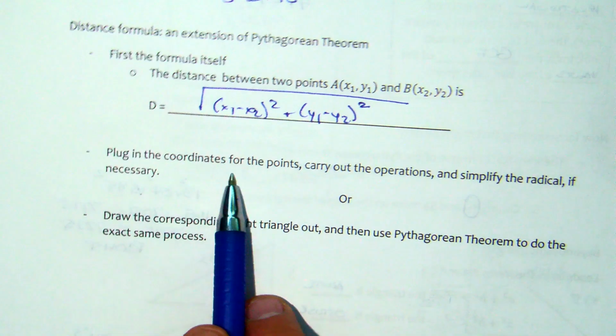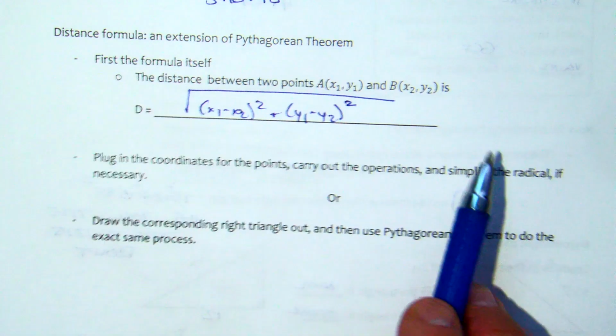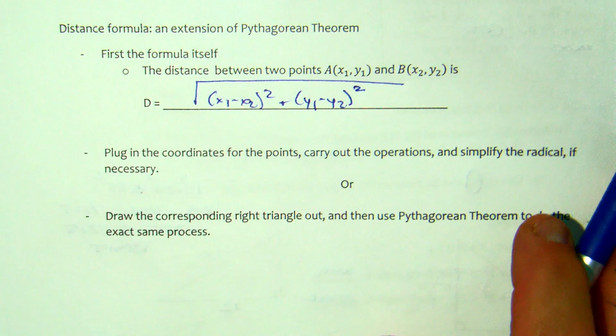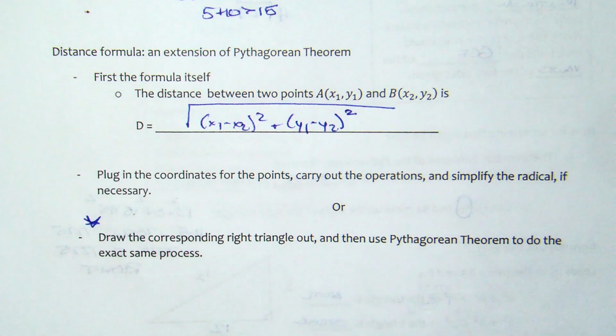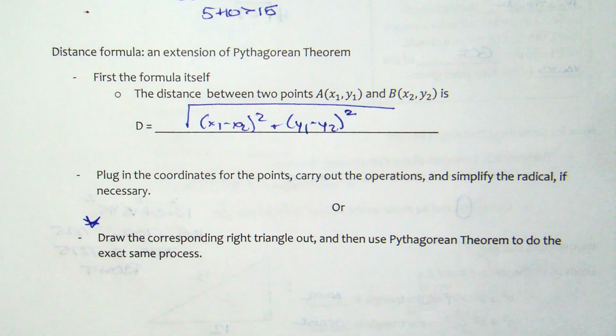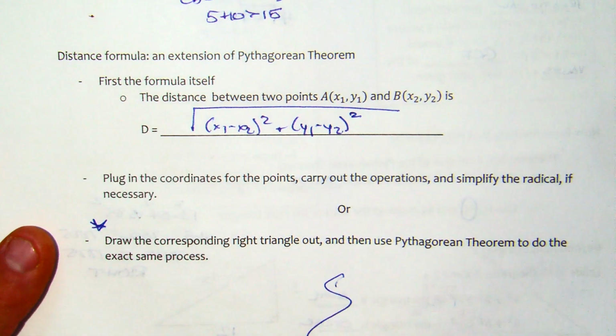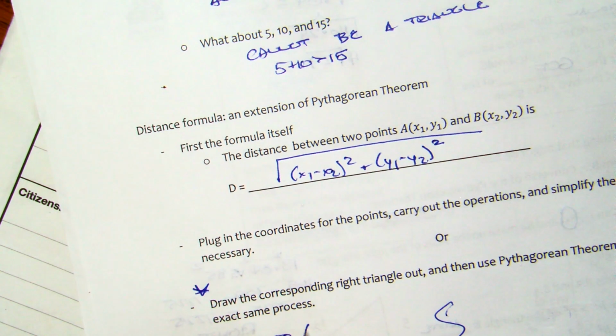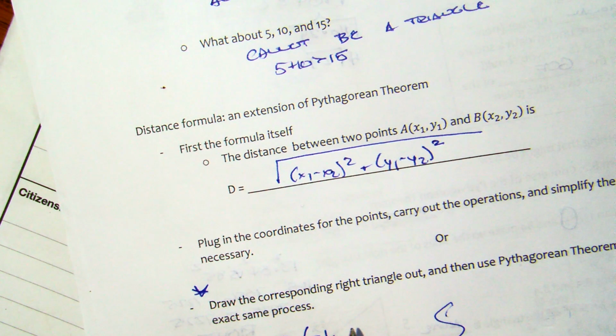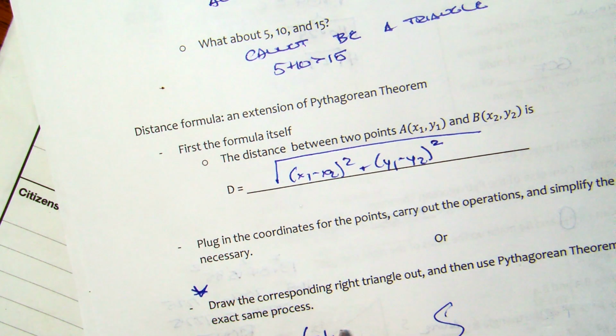So you would plug in the coordinates for the points, carry out the operations, and simplify the radical if necessary. Or, and this is how I do it, draw the corresponding right triangle out, and then use Pythagorean theorem to do the exact same process. So here's what we got. Let's say we got point A, (3, 8), point B, (negative 1, 20).